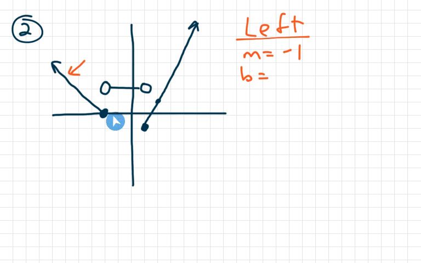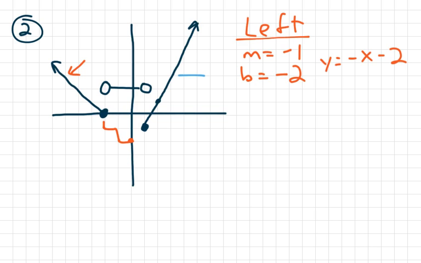Now, this doesn't cross the y-axis, so we don't know what the y-intercept is just by looking at it. But what we can do is continue to extend this line. We can go down one, left one, down one, left one. What we're going to find is that we would cross the y-axis at -2. Okay, so then we could say y is equal to -x minus 2 for the left one.